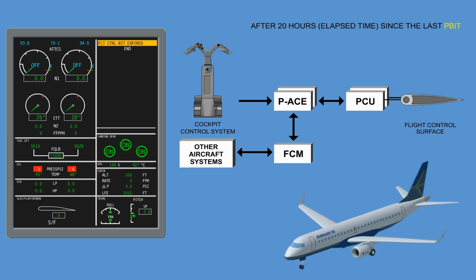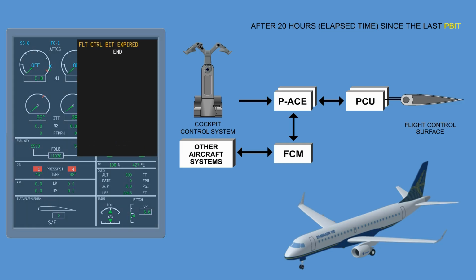After 20 hours elapsed time since the last PBIT, its validity expires and the ICAS caution message, Flight Control BIT Expired, displays on ground during K1 phase before first engine started, remaining on ICAS until corrective actions are taken.